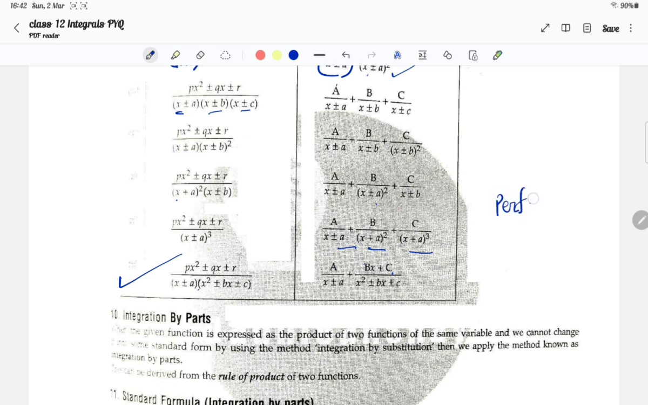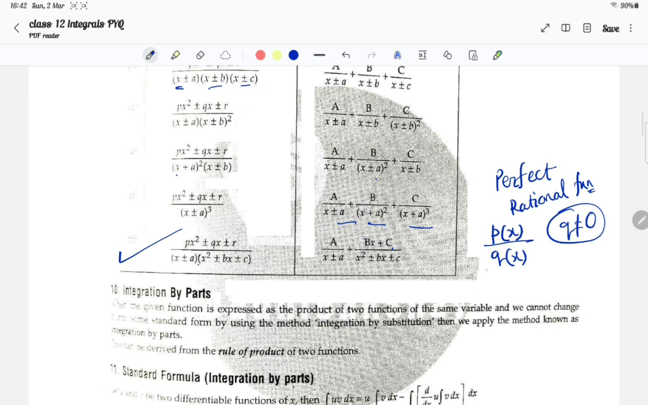What is the perfect rational function? What is the meaning of perfect rational function? Perfect rational function is like p(x) by q(x). Suppose two polynomials are there in the numerator and denominator, those are polynomials, so q(x) should not be 0, okay, because this is a rational function and which is perfect. Perfect means the degree of the numerator function is less than the degree of the denominator function by 1. Okay, degree of p(x) is less than degree of q(x) by 1. Degree should be less than the denominator function, like power should be less by 1. Okay, so in that case it will be a perfect rational function.